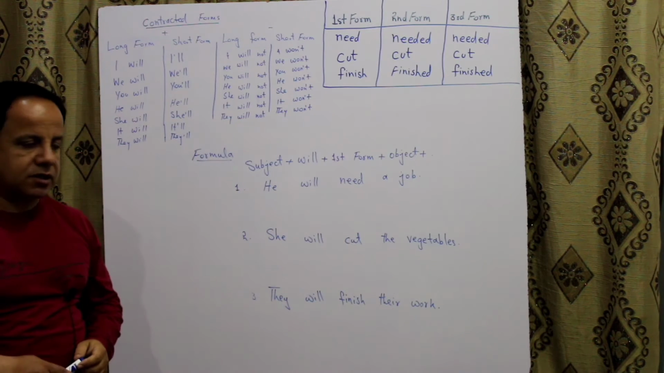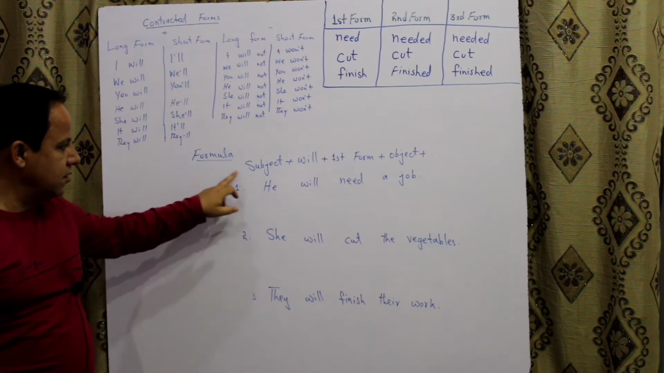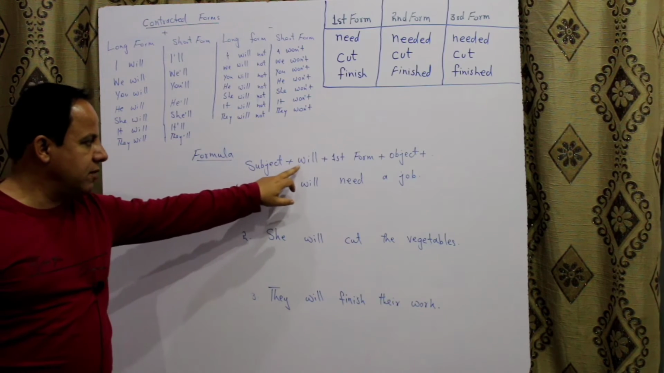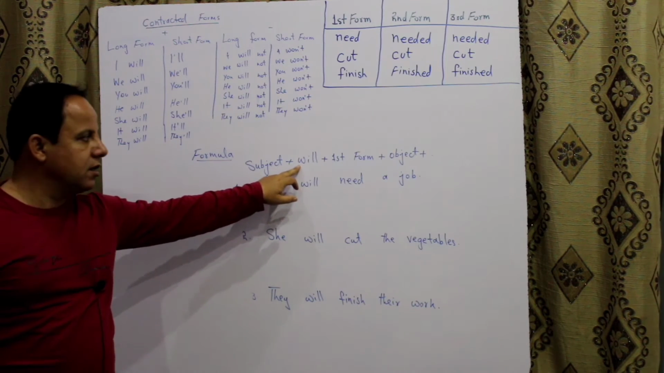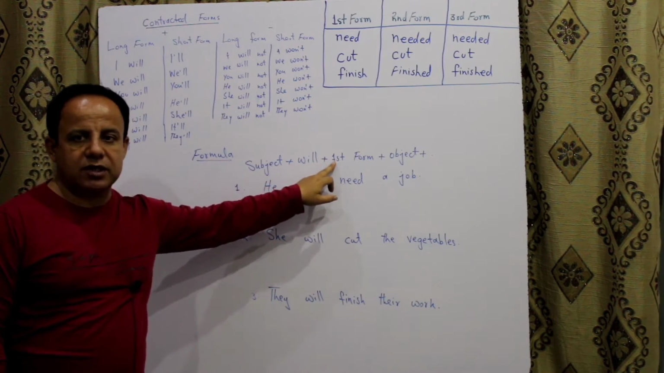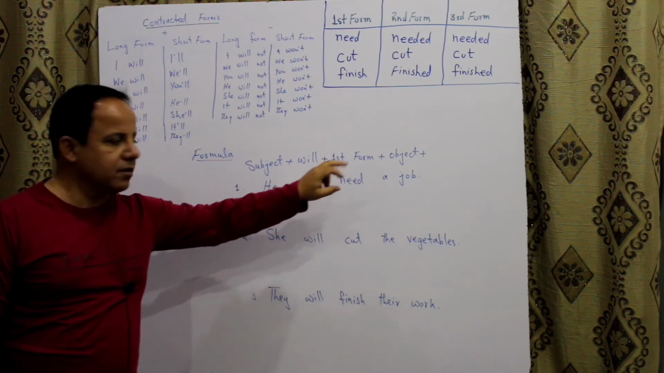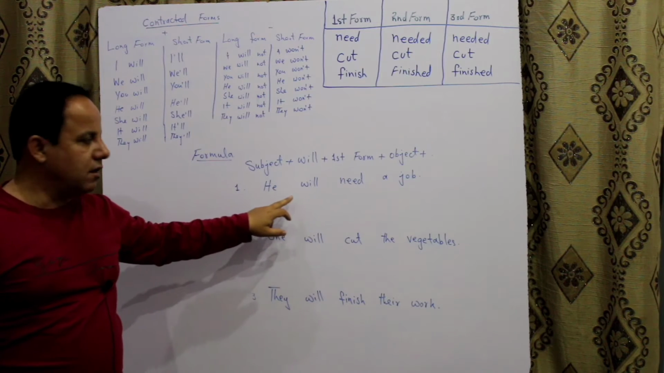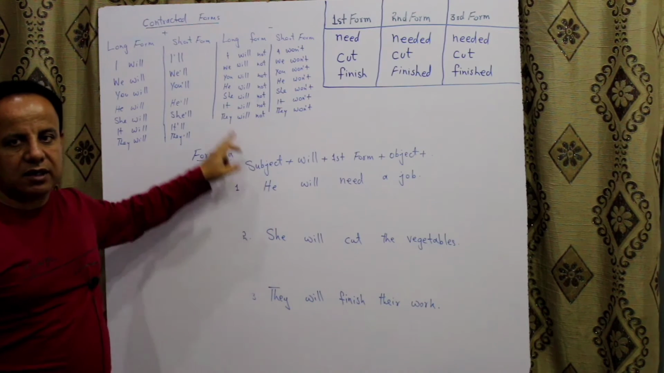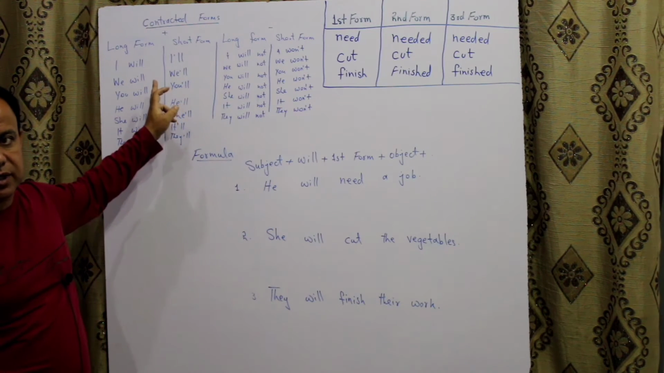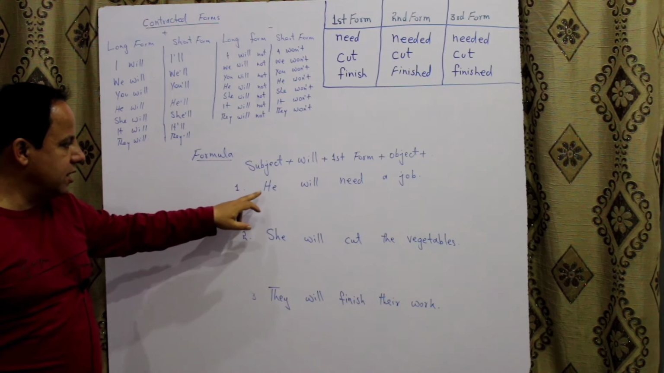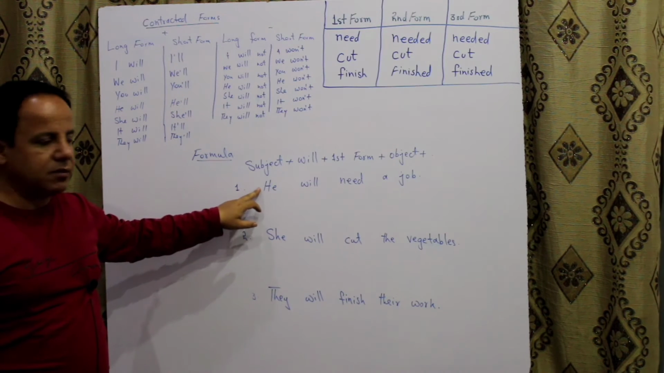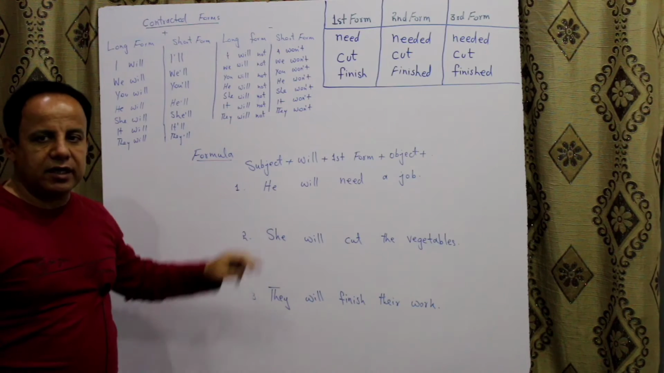Now how to make the positive sentences? This formula: first we write the subject, then we have our helping verb, that is will, and the first form of the verb is used, plus an object mostly. Now the first sentence there, he will need a job, or you can use the contracted form as well. He'll need a job, or you can say he will need a job.